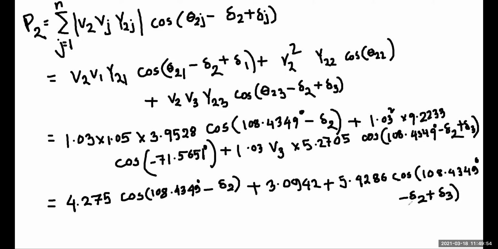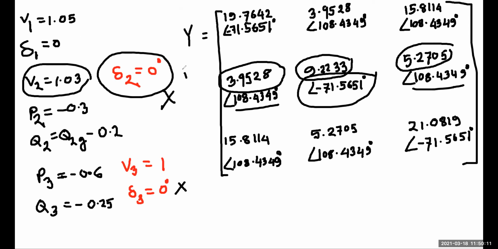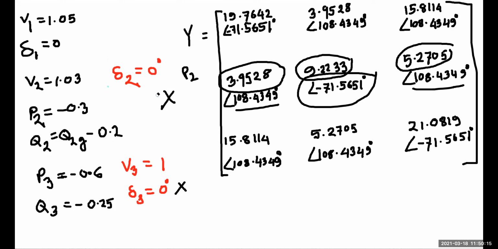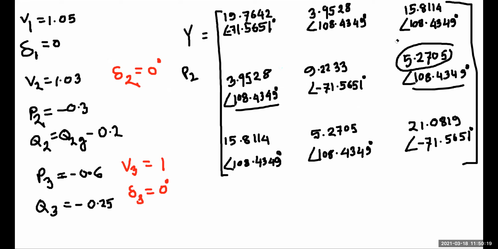We will keep it like this because we have to differentiate this one. Why? For finding out the Jacobian matrix. Remember the Jacobian matrix? Now let's go for the next formula. What formula? P2 formula is done. We have to find out what now? Q3, not Q2. Q2 is not needed.